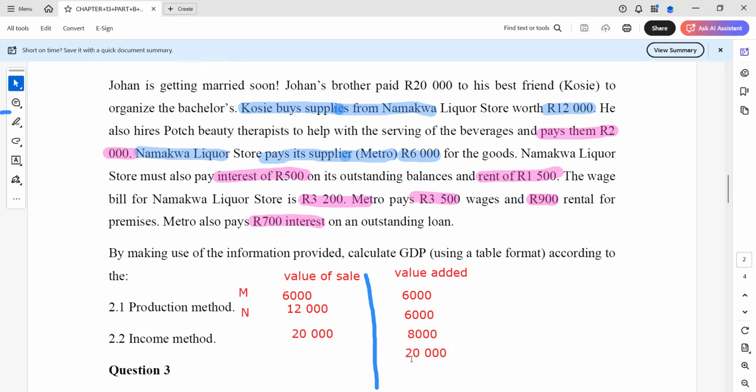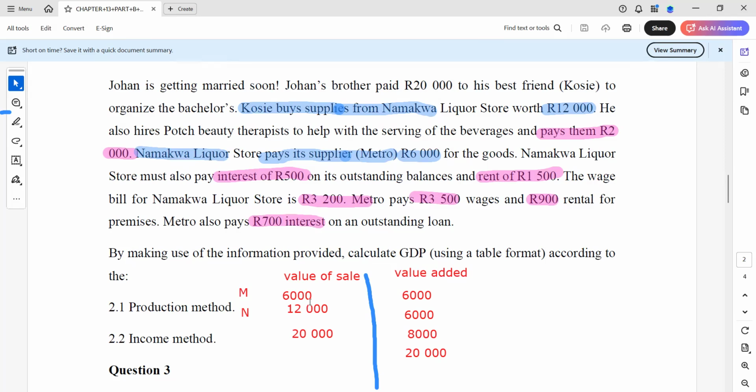But you guys do get the calculations, right? How we calculated and got to this figure? So we started from here where the goods were actually leaving the factory, by the supplier. So they were bought from the supplier by Namakwa, and he paid 6,000.